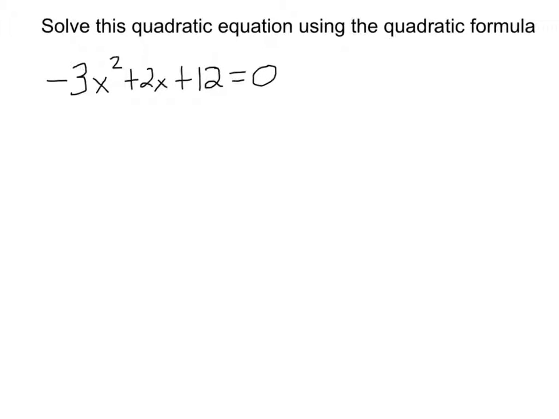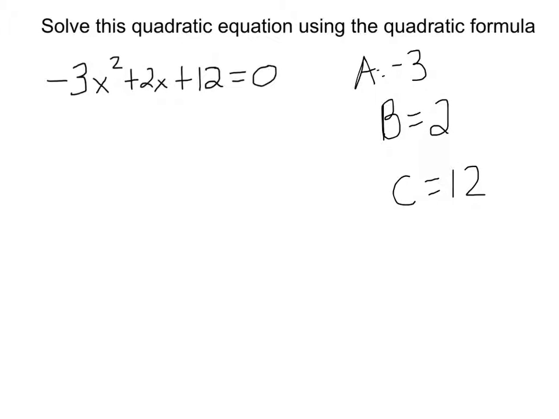So what we want to do right here is solve this quadratic equation, negative 3x squared plus 2x plus 12 equals 0, using the quadratic formula. The first step in using the quadratic formula is what? So the first step, you can either write the formula first, or you can identify A, B, and C. So A equals negative 3, B equals 2, and C equals 12. So there's A, B, and C.